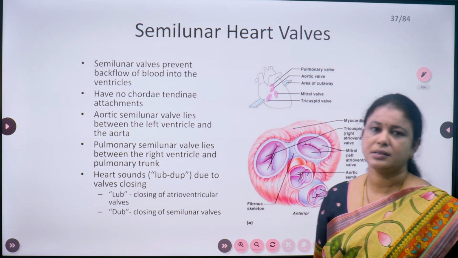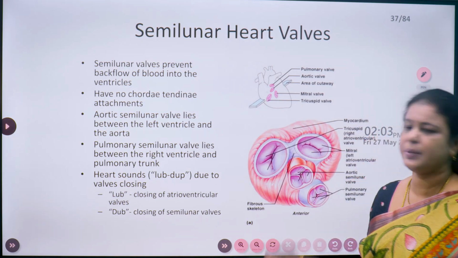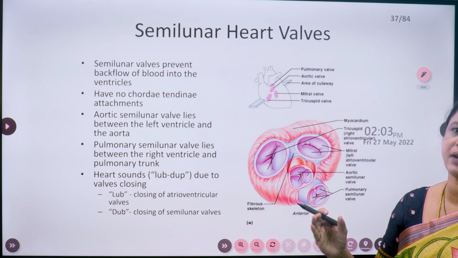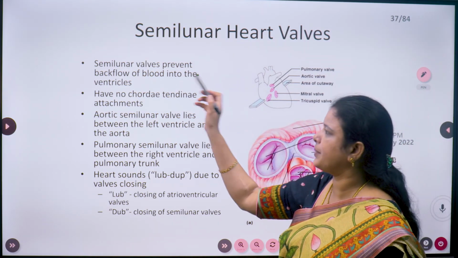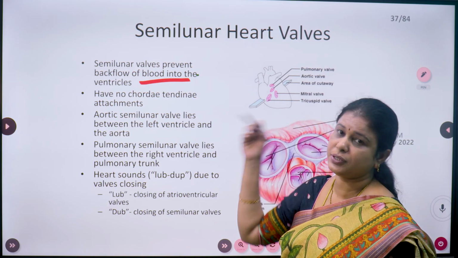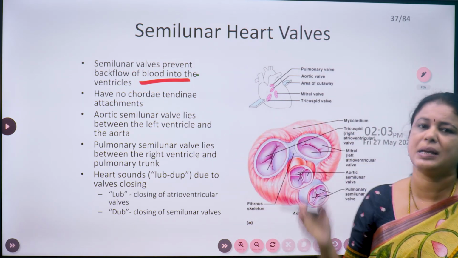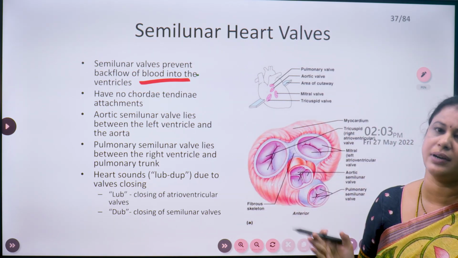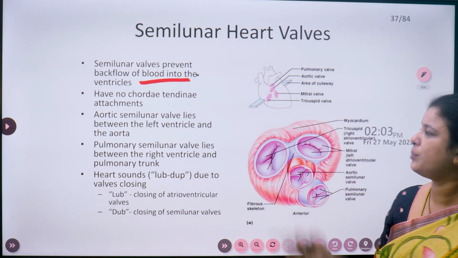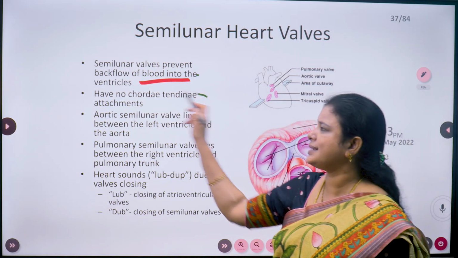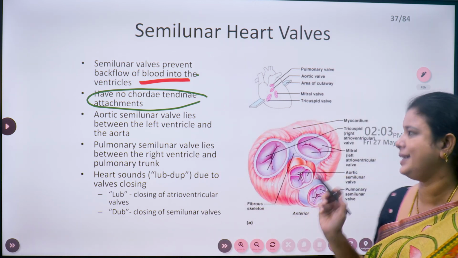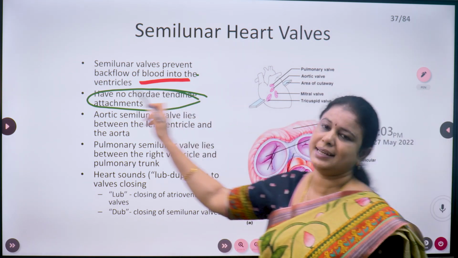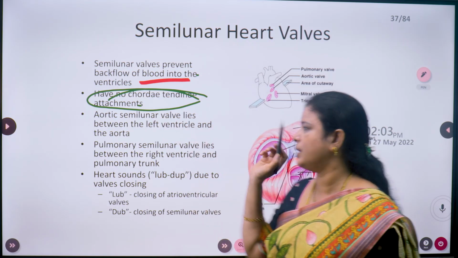Semilunar valves. Semilunar valves are the aortic valve and the pulmonic valve. Semilunar valves prevent backflow of blood into the ventricles. So to stop blood from going back into the ventricles, the semilunar valves, the aortic valve and pulmonic valve, help. These semilunar valves do not have any chordae tendineae. There is no chordae tendineae attachment in semilunar valves.